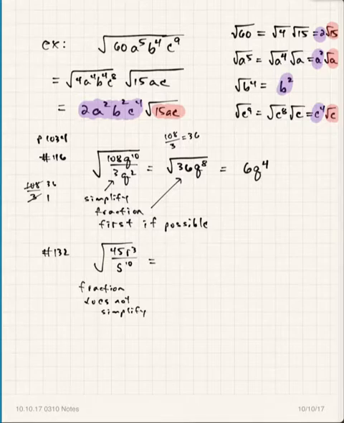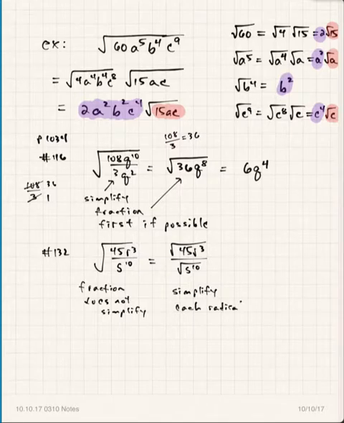But what you can do then is you split it up into 2 square roots. And you write it as the square root of 45 r cubed in the top and the square root of s to the 10th in the bottom, like that. And then simplify each radical. So in the bottom, the square root of s to the 10th, take half of the power there, and you get s to the 5th.